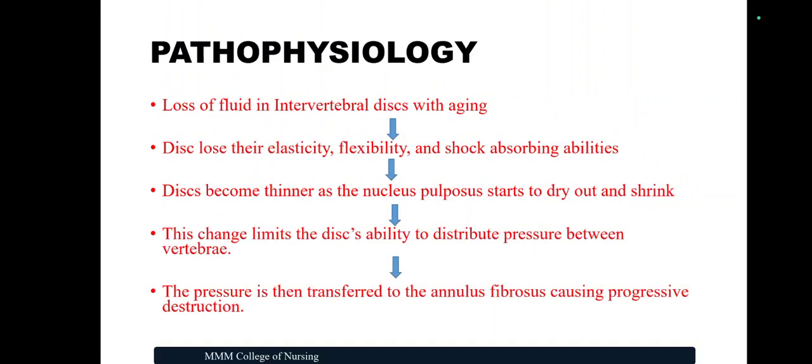Moving on to the pathophysiology, loss of fluid in the intervertebral disc due to aging may cause the disc to lose its elasticity, flexibility, and shock absorbing abilities. So what happens is the disc becomes thinner and the nucleus pulposus starts to dry and shrink. This change limits the disc's ability to distribute pressure between the vertebrae, and the pressure is then transferred to the annulus fibrosus, which causes progressive destruction.